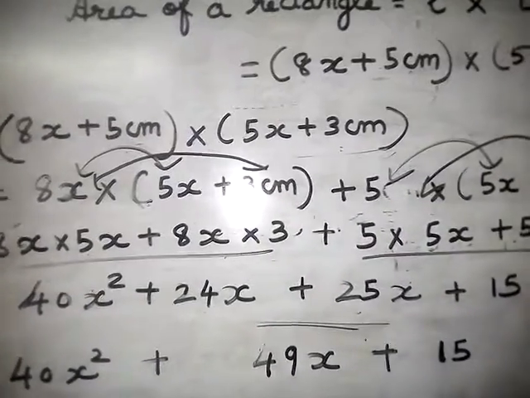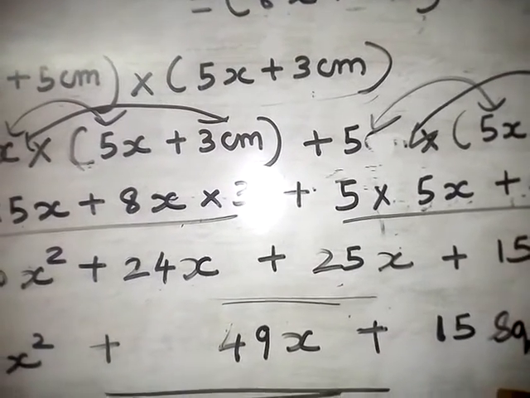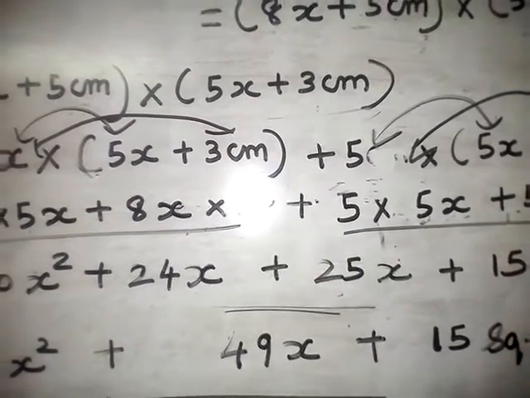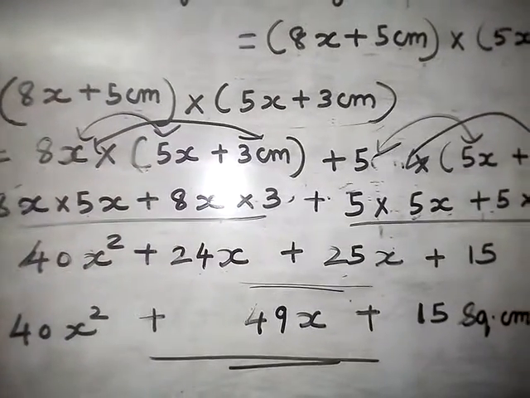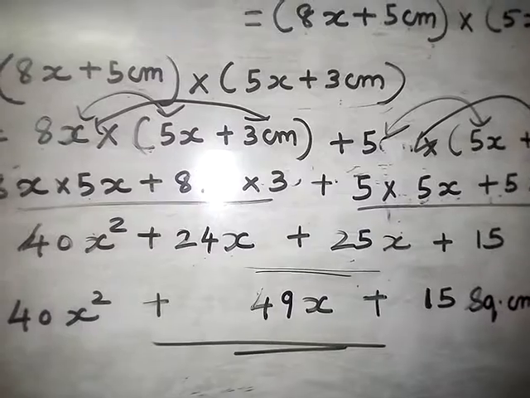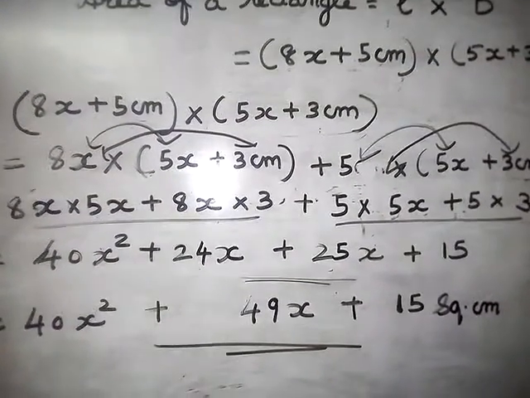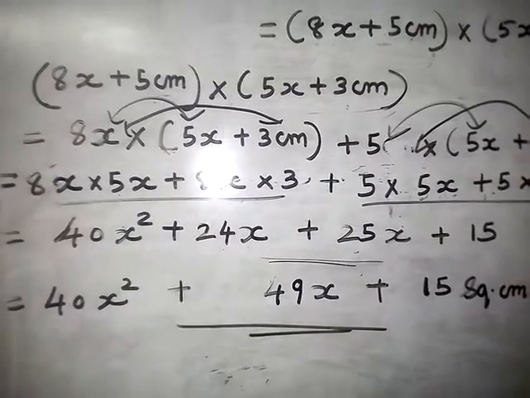And finally you have to write unit, square centimeter, because you have found area of a rectangle. When you find area, the unit of area is square meter and square centimeter. Remember this point. Thank you.